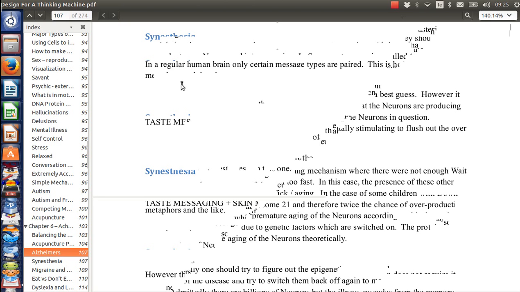This is really important in the design. Say, a human being might say it's a bitter wind as a statement, and it's a metaphor. But what we're actually doing there is mixing message types. We're mixing taste messaging with skin messaging, saying bitter wind.